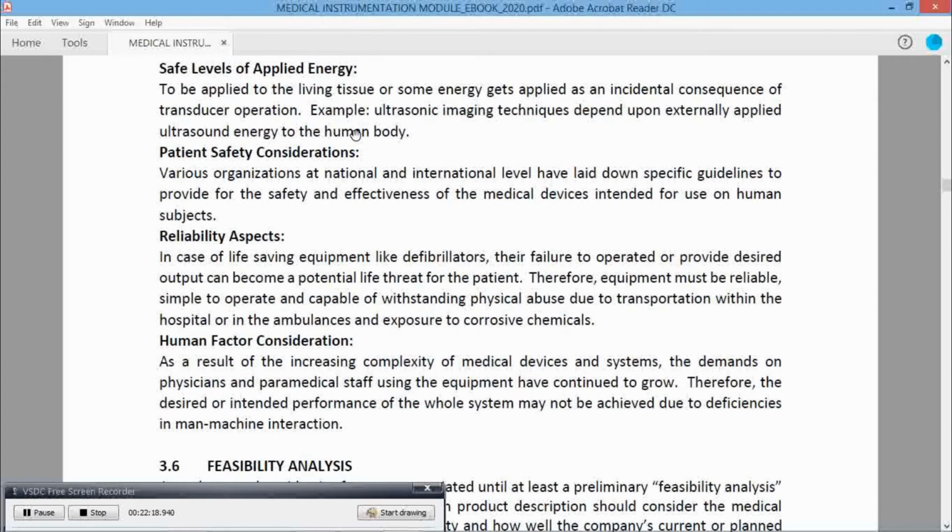And then safe level of applied energy. Since we are designing instruments to be placed on the human body, that means we need to find out what is the safe energy applied. So for example, you want to use this ultrasonic imaging technique, it depends upon applied ultrasound energy to the human body. So what is the safe level? We cannot simply apply any transducer on the human body, so we need to find out first the safe level of energy.